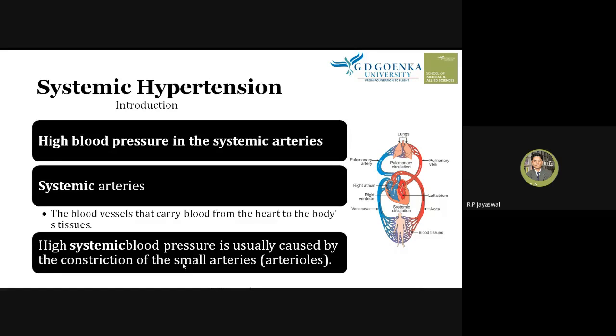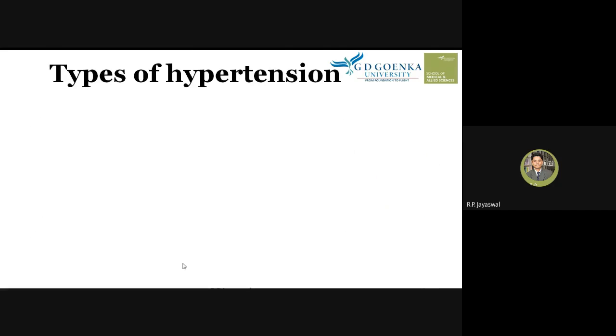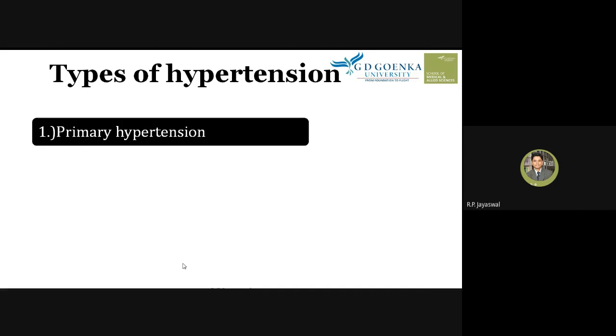the pressure is experienced as high blood pressure. There are two types of hypertension based on systemic hypertension. So systemic hypertension is of two types. One is primary hypertension, and the second is secondary hypertension. Primary hypertension is also called essential hypertension.